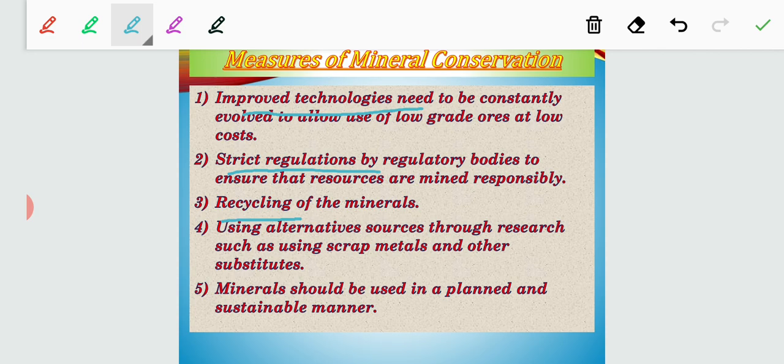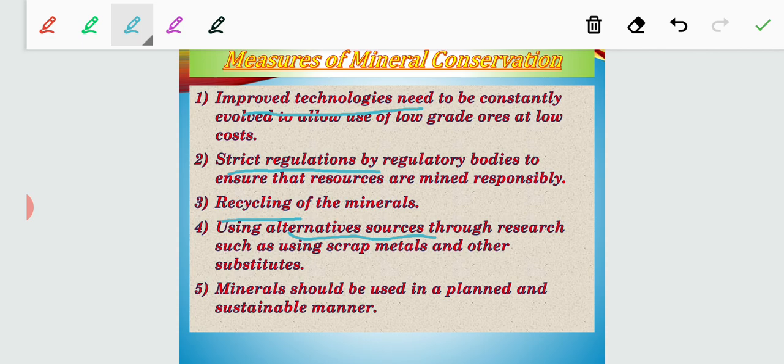Number 4, using alternative sources. Now, iron is an exhaustible resource. Comparatively, the rate of replenishment is very slow, but the consumption rate is very high. So, where it is possible, the need can be fulfilled by using PVC pipes. Hopefully you know what a PVC pipe is. By using the PVC pipe, we can reduce the burden on the iron pipes. In this way, we can find a substitute where it is possible, that can reduce the burden on those exhaustible minerals.